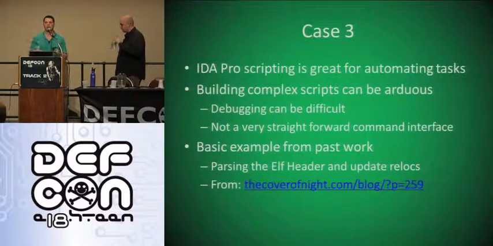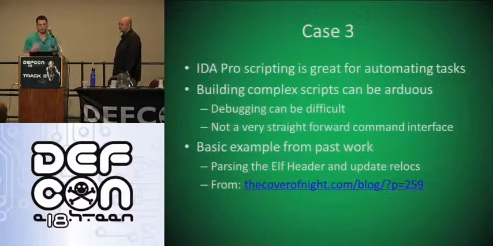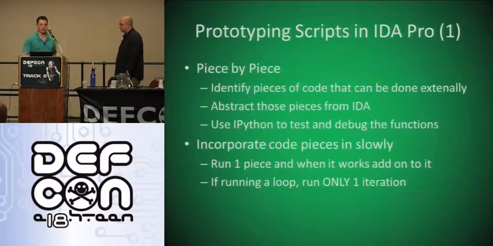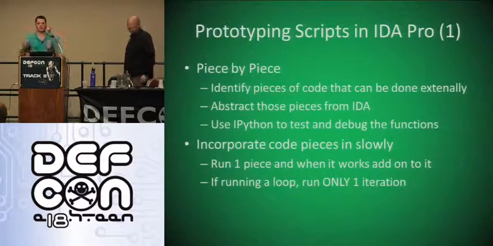So the trick is writing small little scriptlets so that you can get to the point where you're actually doing something interesting. This basic example comes from an ELF header parser I had to write in order to update the relocatables in the ELF header that I was looking at for an ARM binary. So basically, as I said, I had to do it piece by piece.